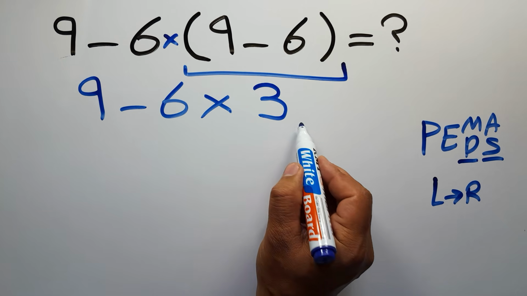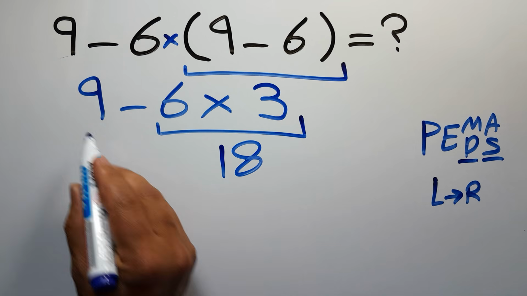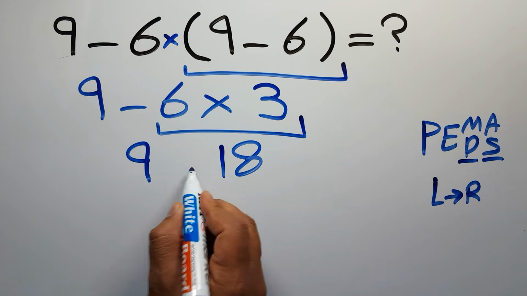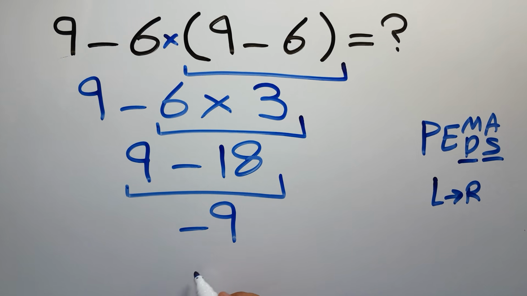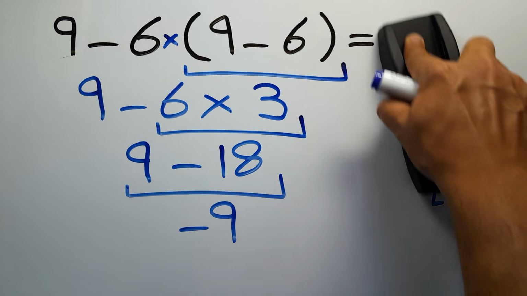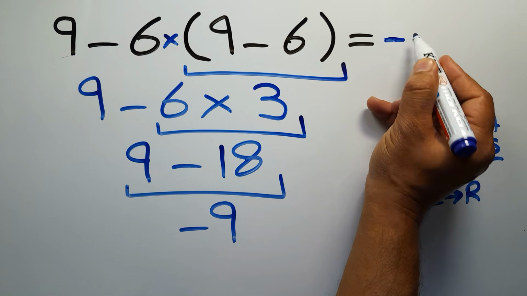6 times 3 gives us 18. So we have 9 minus 18, which equals negative 9. And this is our final answer to this problem. The correct answer is negative 9.